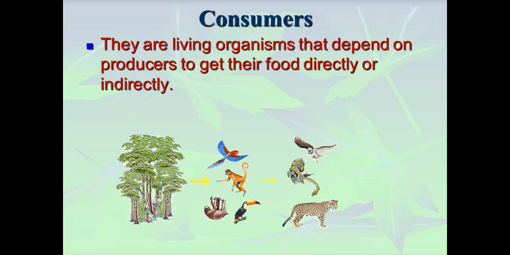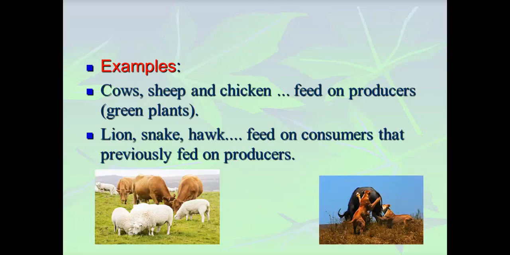The second type, consumers. When we say consumers, we mean animals and humans. They are living organisms that depend on producers to get their food, directly or indirectly. Some animals feed on producers directly, and another type of animals feed on other animals which feed on producers. For example, cows, sheep, and chicken feed on producers or green plants. Lion, snake, and hawk feed on consumers that previously fed on producers.